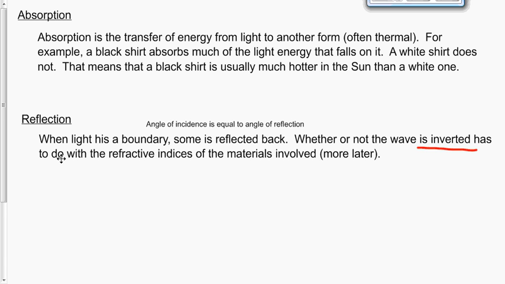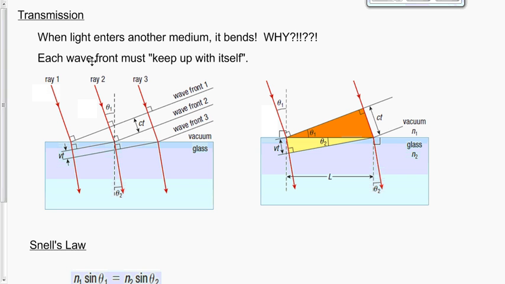So again, these two are probably not the most exciting, but we certainly will talk more about reflection later on. But one of the neat ones is transmission. And why I think that's probably the neatest one is because when light actually goes from one substance to another, it bends.